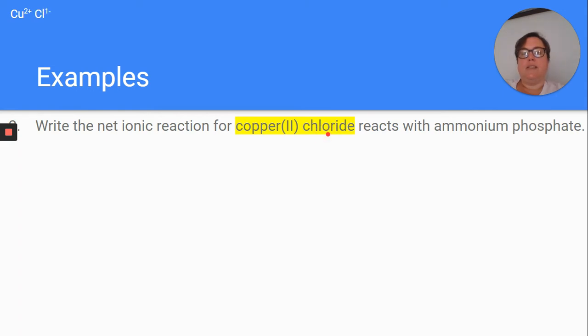It's in group 17, so it's -1. And we're going to cross our charges. So we get CuCl2. Then we have ammonium phosphate. Ammonium is the only cation polyatomic.